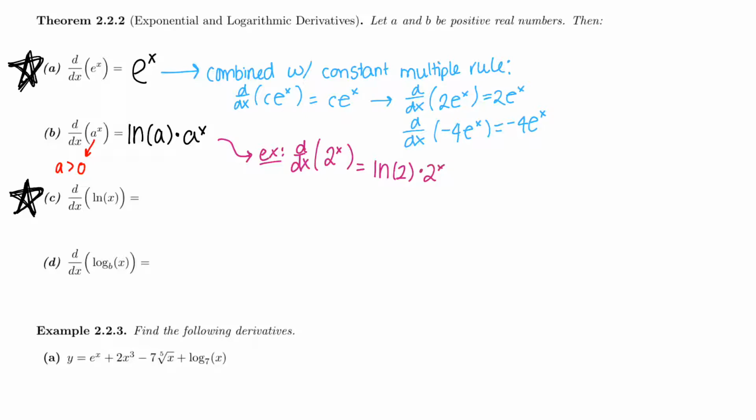So e is the only one who doesn't have that ln a in front of it. And the reason why, if you're curious, is that if we use the a to the x rule with e to the x, then you'd have ln of e times e to the x, but ln of e is just 1, so it ends up being e to the x. So technically, part A uses part B, but because ln of e is just 1, you end up with this special property.